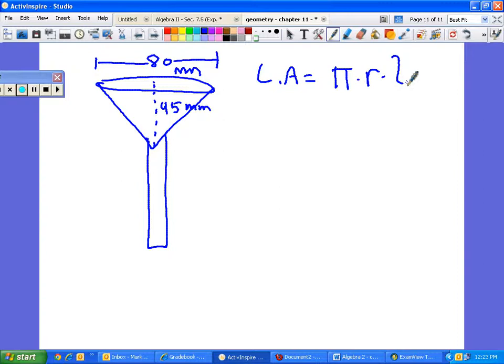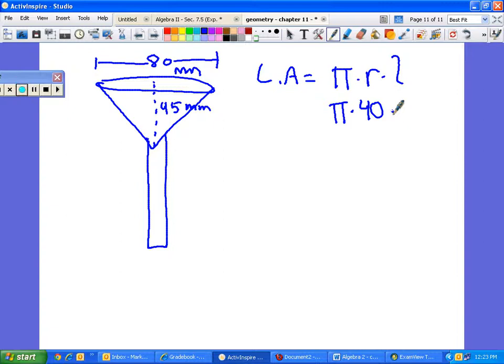Unfortunately we don't have any direct information here. The radius is, how do we find the radius? Cut the diameter in half. So if the diameter is 80, that means our radius is 40. Now, we want to find the slant height. What's the problem? We don't know the slant height. But what do we know?